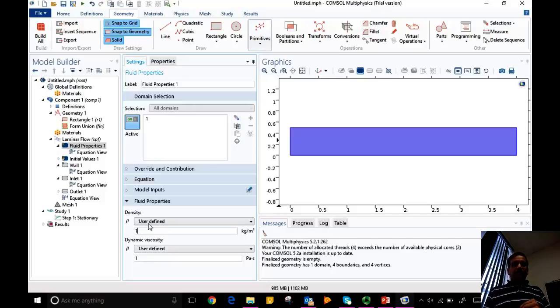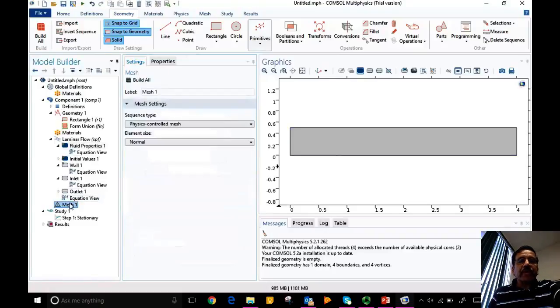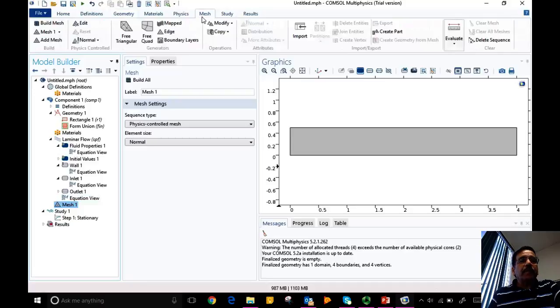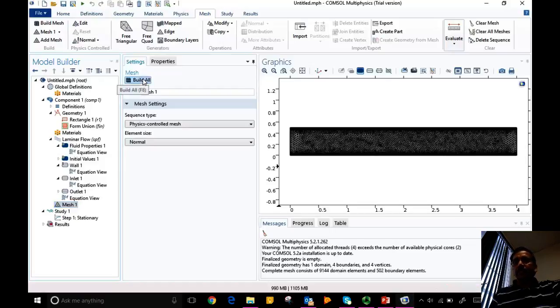Okay, any other questions? Okay, so I've fixed the inlet velocity, I have fixed the density and viscosity. I need to do the mesh now. Okay, so if I pick the mesh option, here I have triangular meshes, or I have something called mapped meshes. Let's see the difference between those. Let me just say build all. So it builds by default this mesh, right?